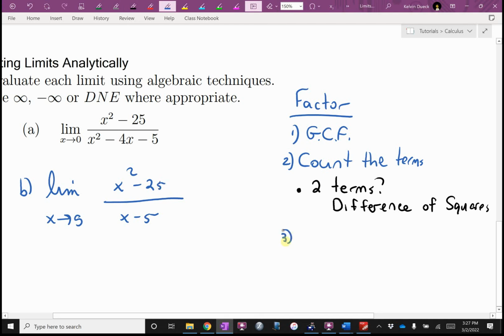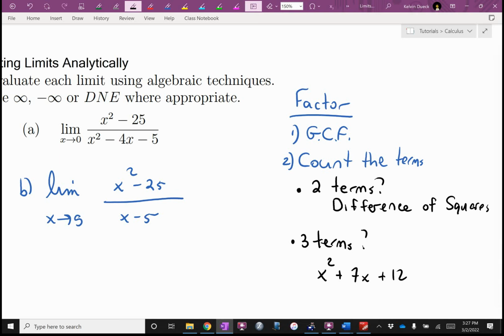If there's 3 terms, there's 2 possibilities. It could be something like this, x squared plus 7x plus 12, where you're looking for numbers that multiply to what and add to what? Multiply to 12 and add 7. By the way, if you haven't figured out, you're going to have to get good at factoring for this unit. It really helps.